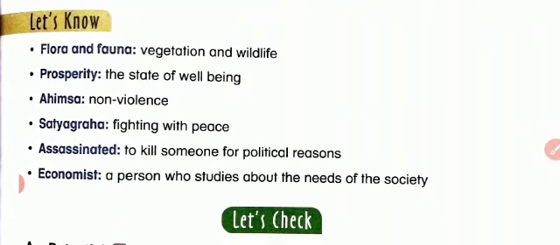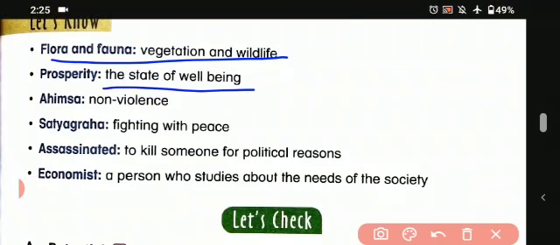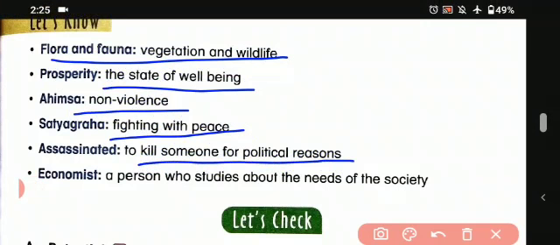Now let's learn some difficult words. Flora and fauna, that means vegetation and wildlife. Prosperity, the state of well-being. Ahimsa, non-violence. Satyagraha, fighting with peace. Assassinated, to kill someone for political reasons. Economist, a person who studies the needs of society.